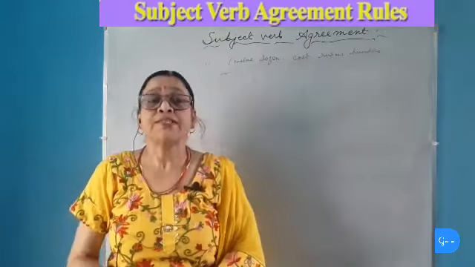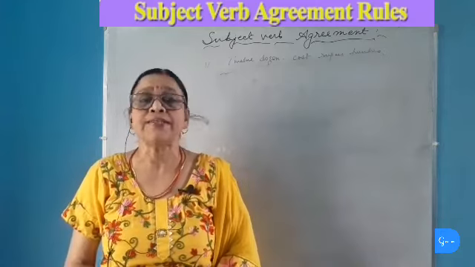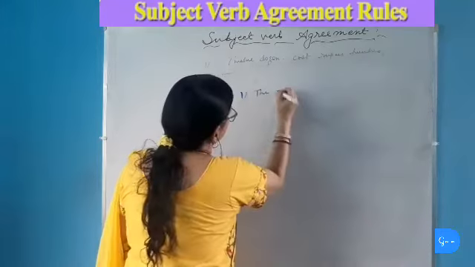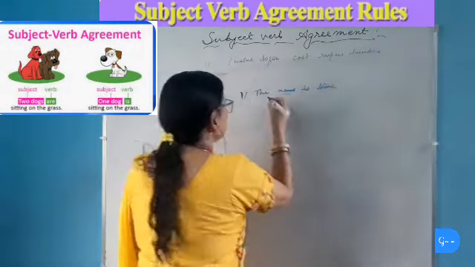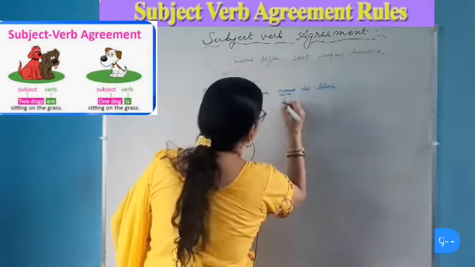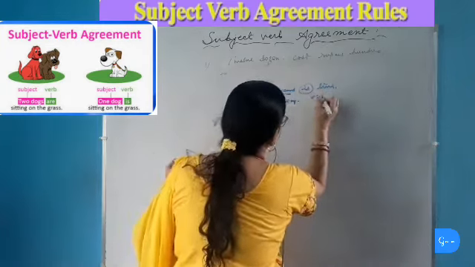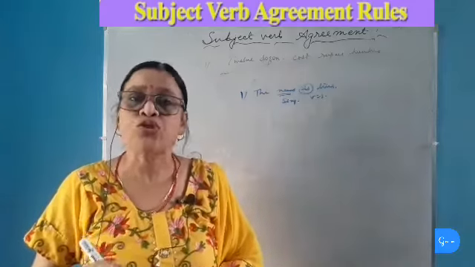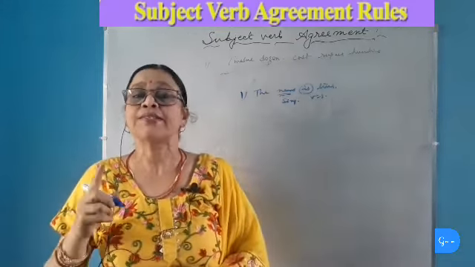Next point: some nouns are plural in form but singular in meaning and take a singular verb. For example, the news is true. The news is plural in form but singular in meaning, so it takes a singular verb. The wages of sin is death. Wages is also plural in form but singular in meaning, so it will take a singular verb.